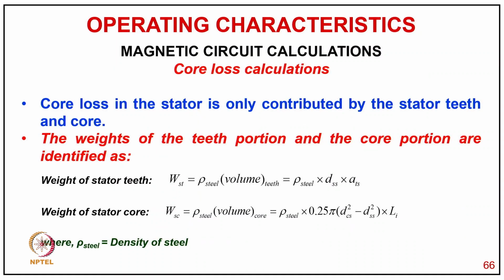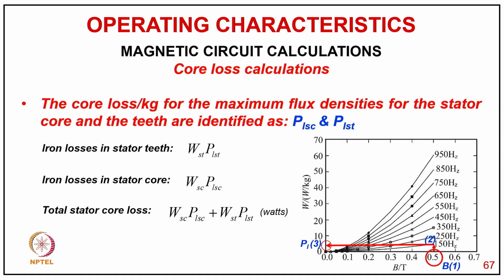So coming to the core loss calculation, the core loss in the stator is contributed only by the stator teeth and core. So the weight of the teeth portion and the core portion are identified as the weight of stator teeth, Wst equal to rho steel into volume of the teeth. So that is rho steel into Dss into Ats, and the weight of stator core is Wsc, that is rho steel into volume of core. So rho steel into 0.25 pi in bracket Dcs square minus Dss square into Li, where rho steel is equal to the density of the steel.